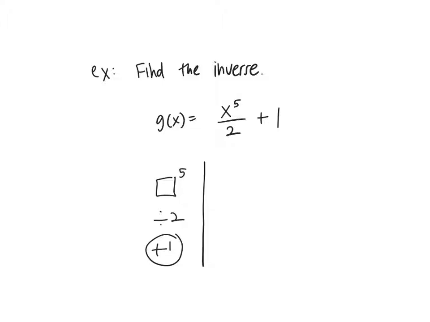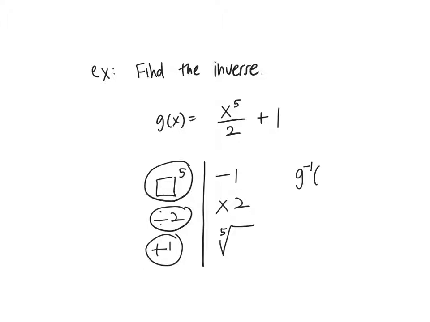So how do I undo adding 1? Subtract 1. Undoing divided by 2, the inverse would be multiplying by 2. And how do you undo raising something to the power of 5? You take the 5th root. Okay, so for our final answer, you would say the inverse function, so g inverse of x.